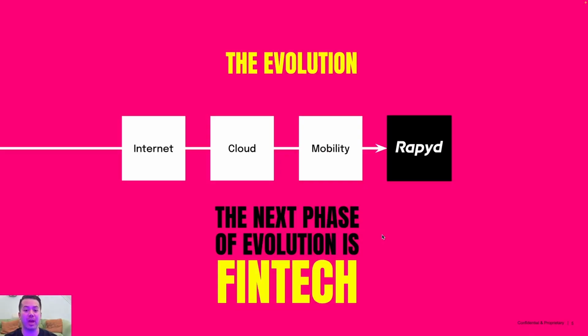Here we have the evolution of fintech, really simplified. Before, you had offline payments, a lot of brick and mortar stores, and then the internet, where cards would be charged online, and then the development of cloud, and then that moved more towards mobility and mobile payments. You see more mobile payments growing in e-commerce, and then Rapyd.